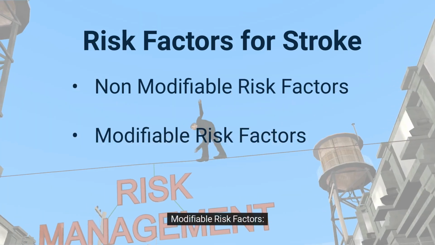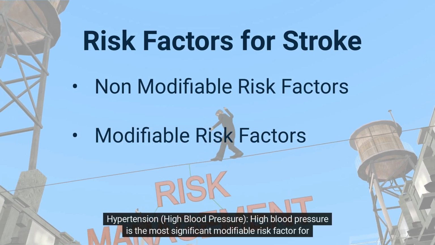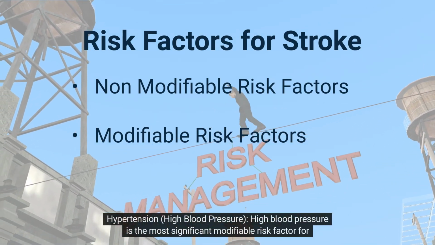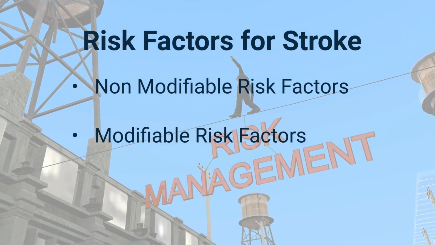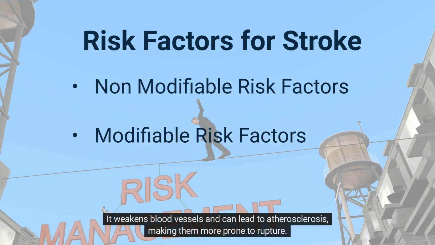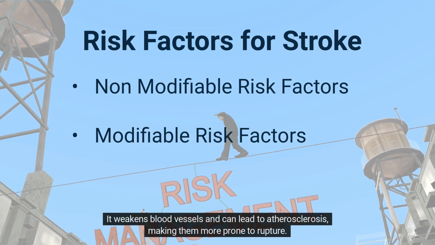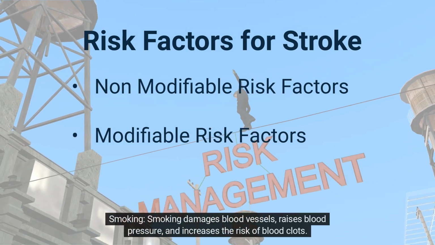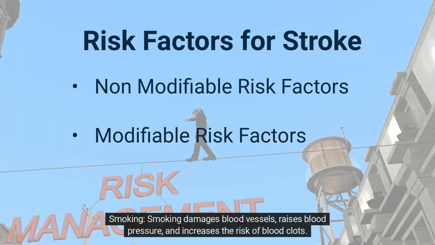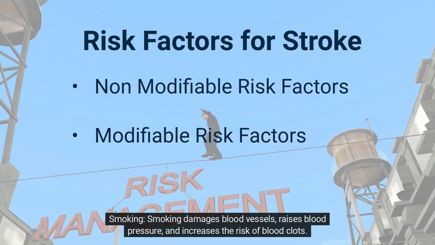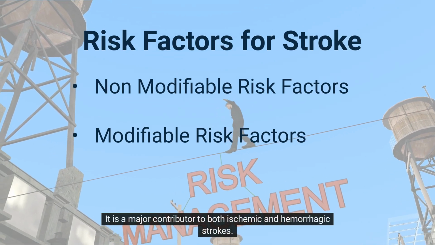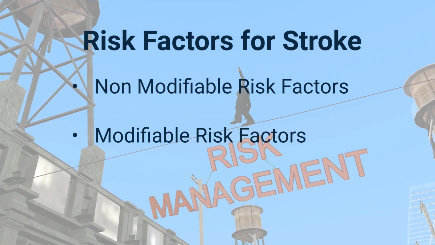Modifiable risk factors. Hypertension. High blood pressure. High blood pressure is the most significant modifiable risk factor for stroke. It weakens blood vessels and can lead to atherosclerosis, making them more prone to rupture. Smoking. Smoking damages blood vessels, raises blood pressure, and increases the risk of blood clots. It is a major contributor to both ischemic and hemorrhagic strokes.